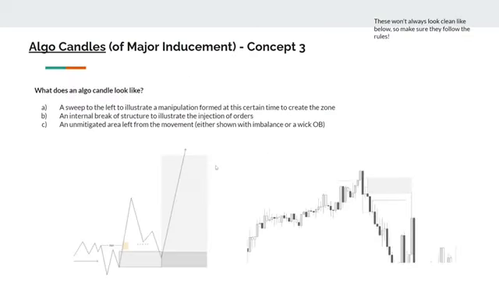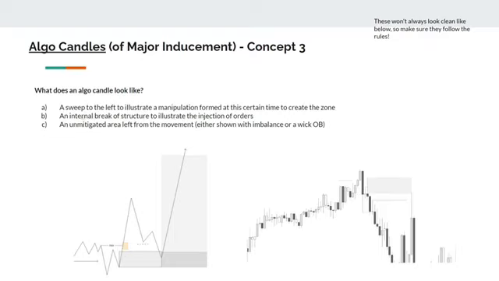So what does an algo candle look like? It's a sweep to the left to illustrate a manipulation formed at a certain time, because remember, we want to follow manipulation money. So we have a sweep to the left, a sweep of liquidity. What sweeps liquidity? Manipulation sweeps liquidity, and that creates our zone. We need an internal break of structure, so we have a supply level here and we break that supply level, and that illustrates an injection of orders from this point.